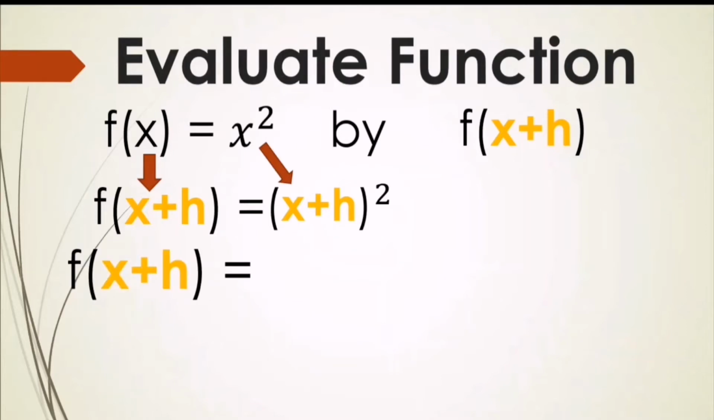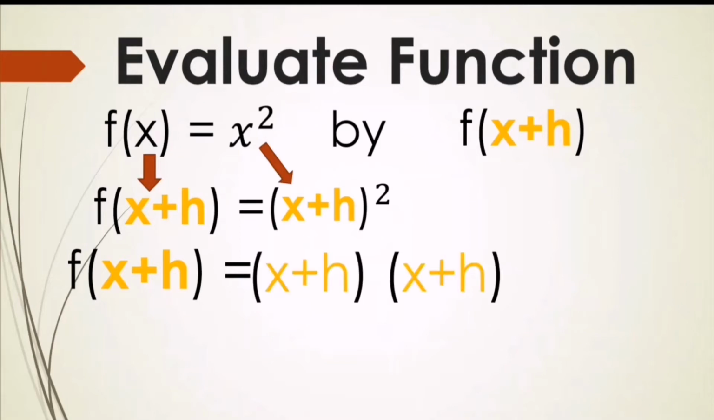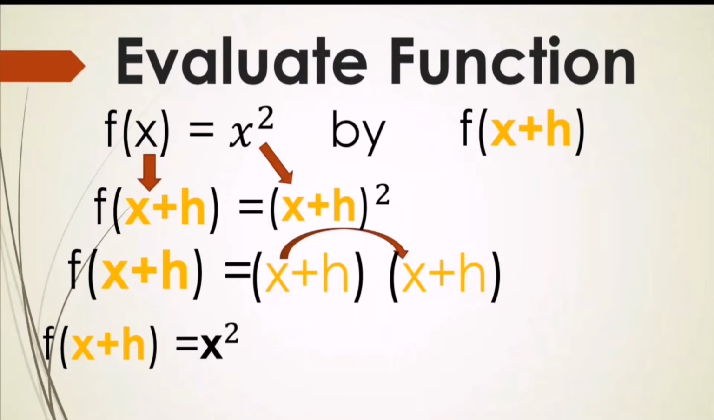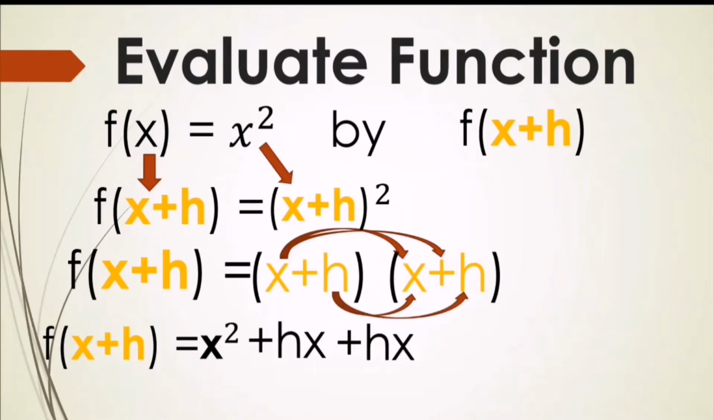And then simplify by solving the equation. Use FOIL method in solving x plus h times x plus h. So we can see x times x is equals to x squared. X times h is equals to hx. H times x is equals to hx. And then h times h is equals to h to the second power.